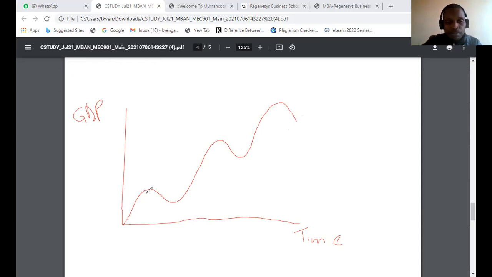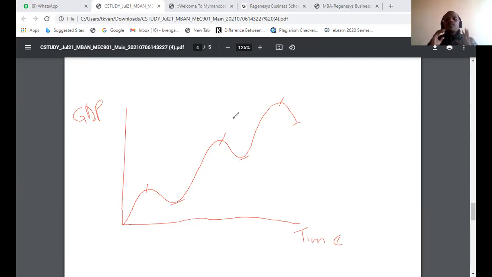So peak, I'm just saying it's at a high point. These are the high points. And then decline is where it's going down. And then here at the low point, if you ever hear in the news they're saying we're in a recession or in a depression, these are the low points over here. That's what they are highlighting. That's what they're talking about, right?